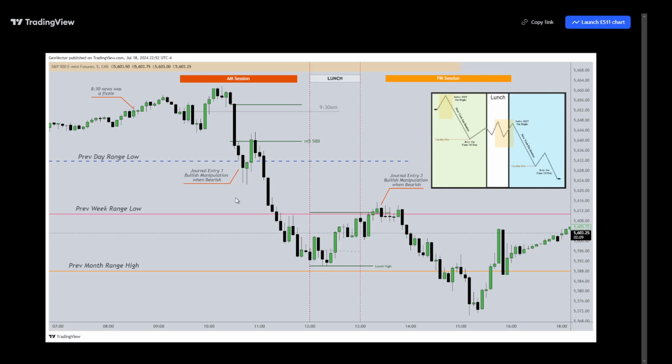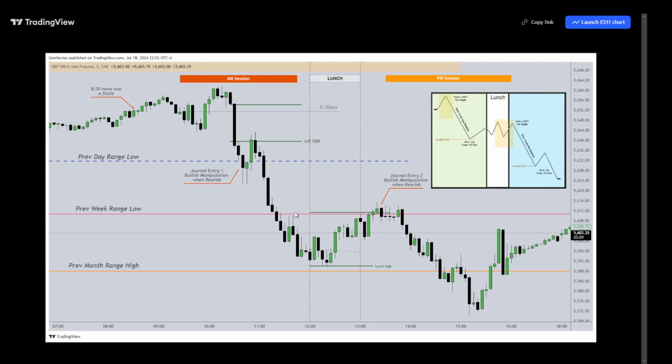And the journal entry is going to be: number one, on this bullish manipulation when in a bearish flow, remember Tuesday high below the new week gap. We're then challenging the previous day's range low, and we're going to look at the price action here. Then, after we get that AM bearish run, we're going to use the lunch range coupled with the previous week's range low to set up journal entry 2, which is all about another bullish manipulation when bearish. So from the AM session, we can see we have a strong bearish run. That's the first sign.